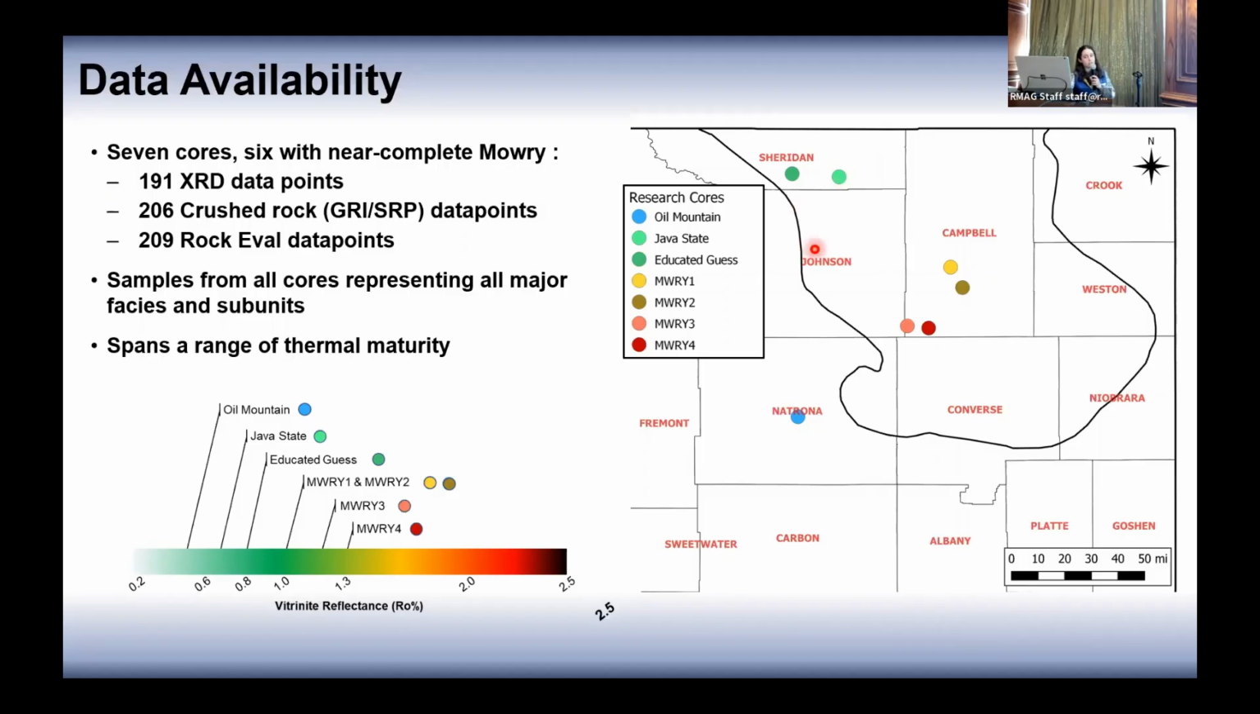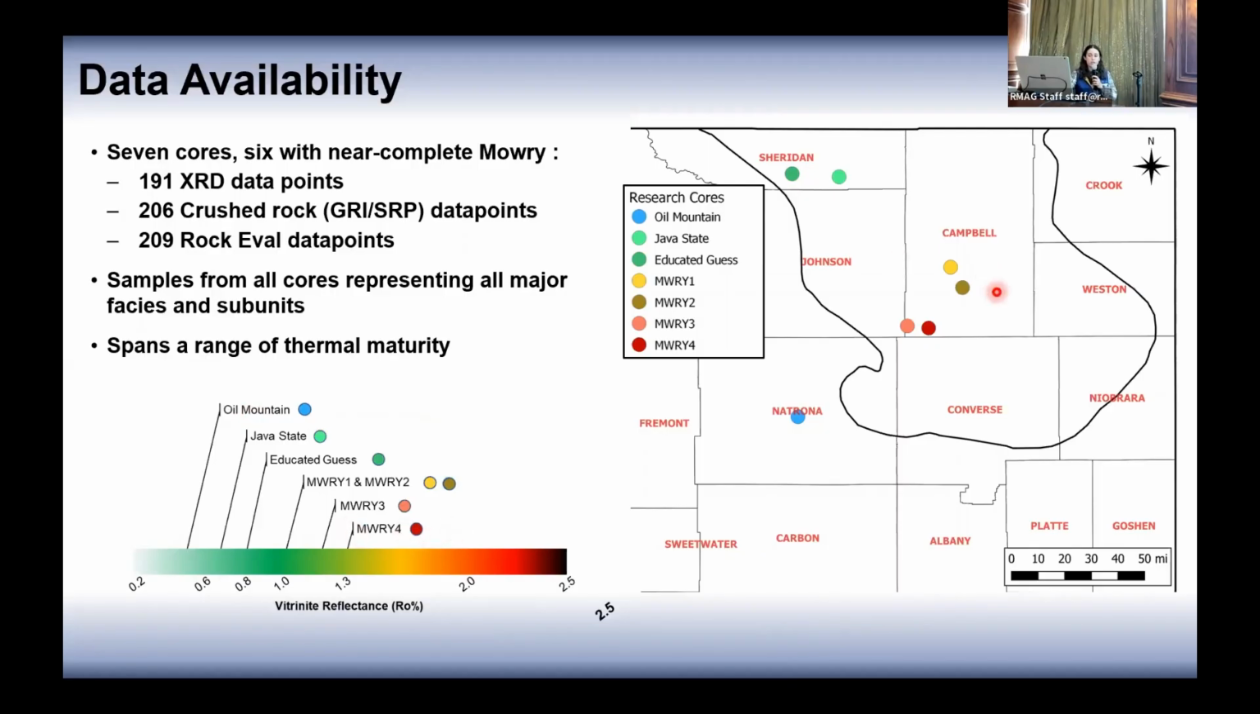This data set includes 200 data points of mineralogy, crushed rock data for things like porosity, permeability and saturations, and also rock eval data points as well. The samples represent all the major facies that I described, and span the entire Mowry, so lower, middle, and upper are fairly equally represented. They also span this range of maturity, which I'm showing you down here. We're going all the way from immature in the Oil Mountain core up into the condensate window with what I'm calling Mowry 4.